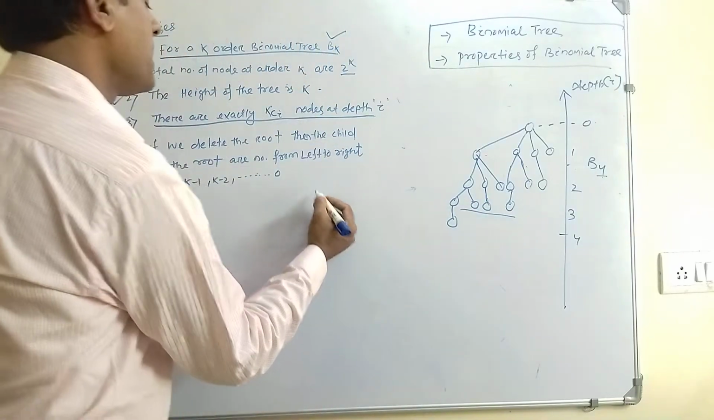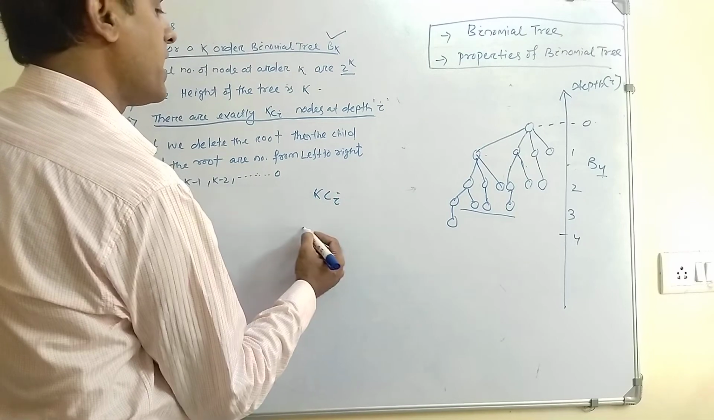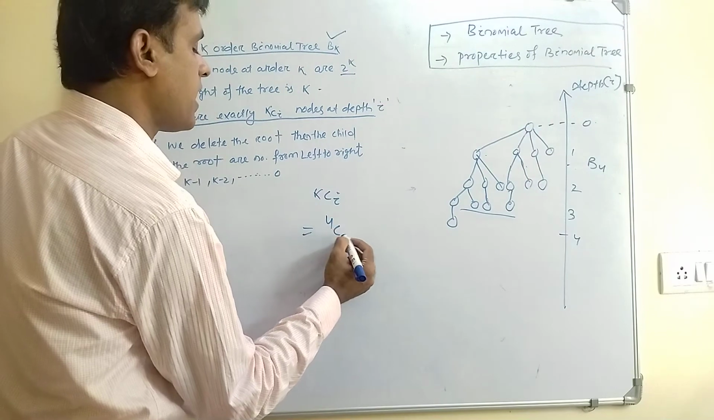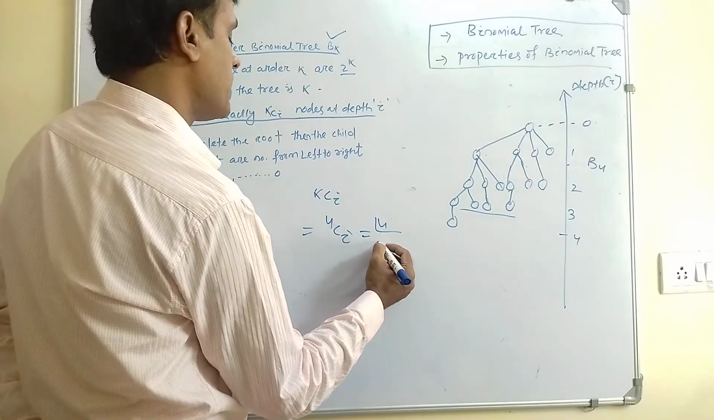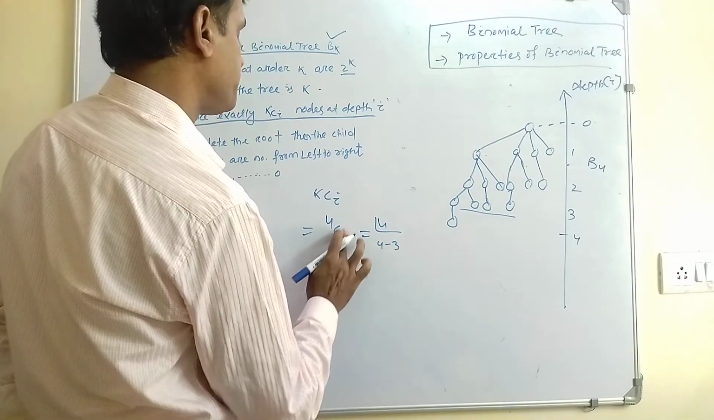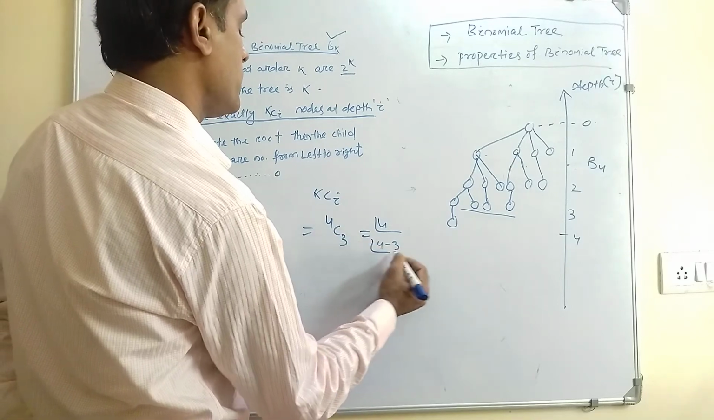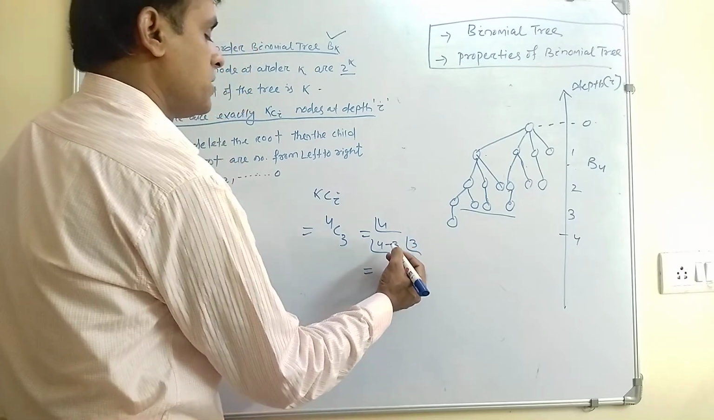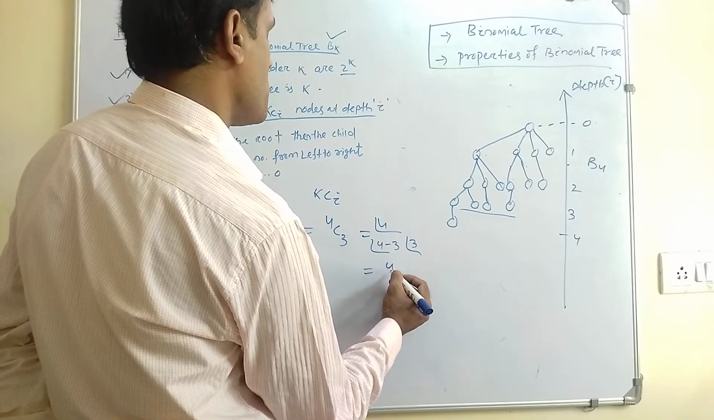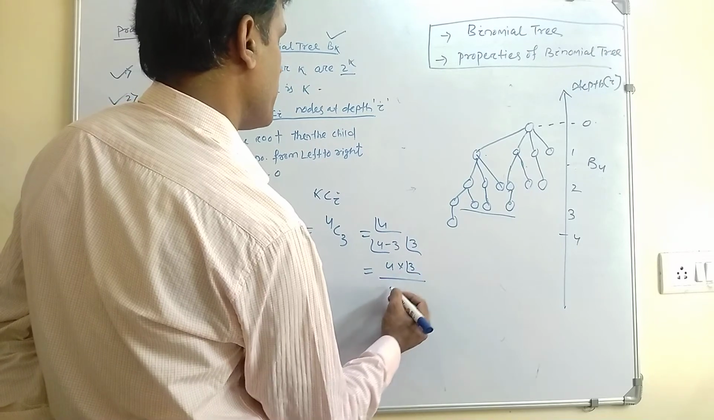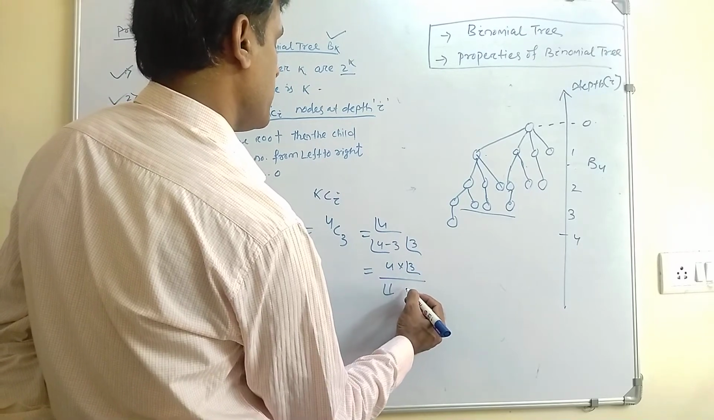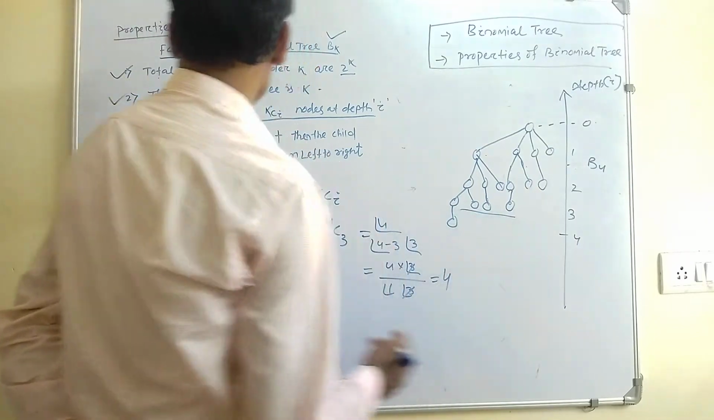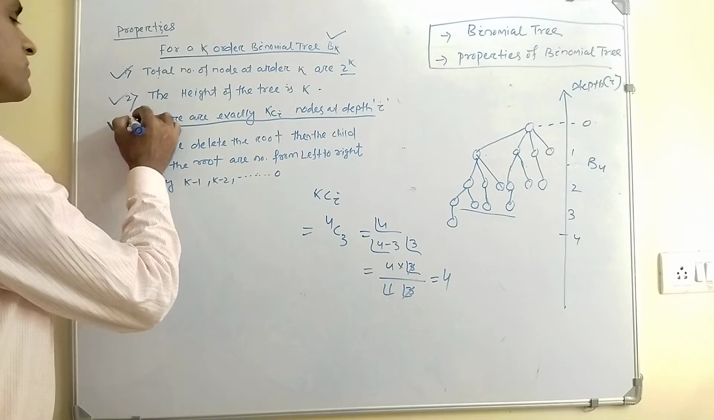So we have to check kCi, which means at i equal to 3, our k value is 4. So 4C3 means 4 factorial divided by (4 minus 3) factorial into 3 factorial, that is 4 into 3 factorial divided by 1 factorial into 3 factorial. 3 factorial and 3 factorial cancel, total 4 nodes are there at that level.